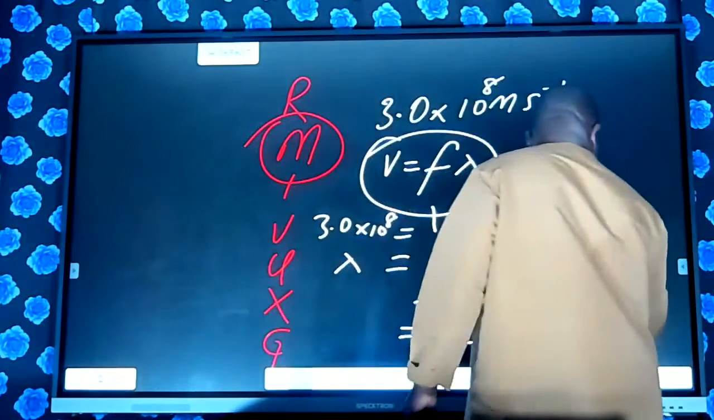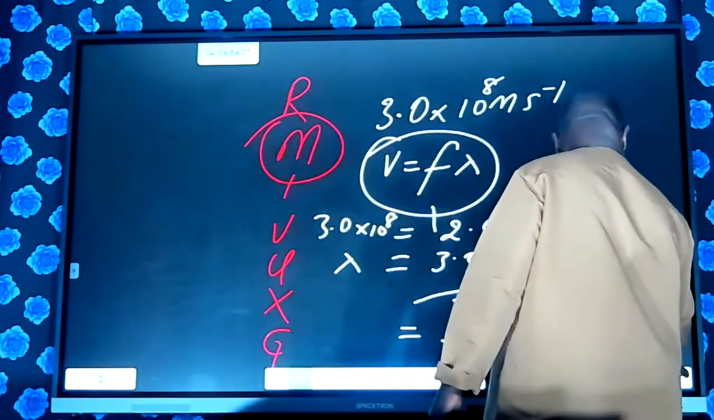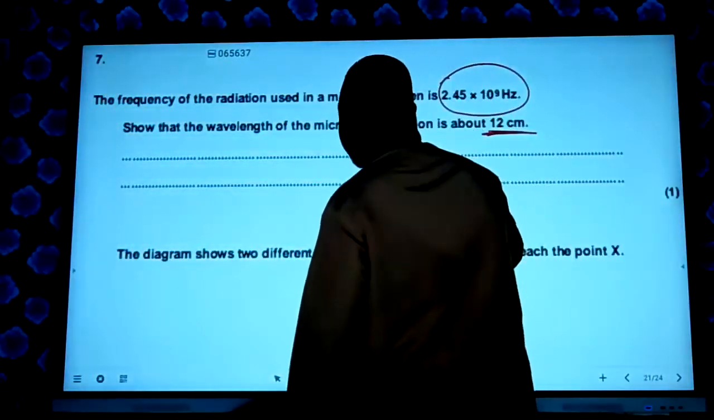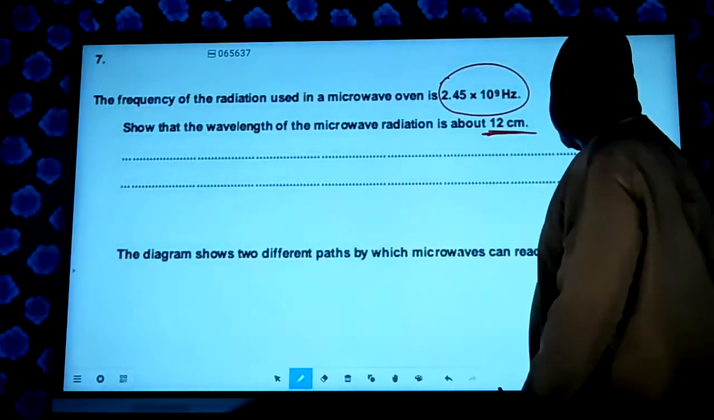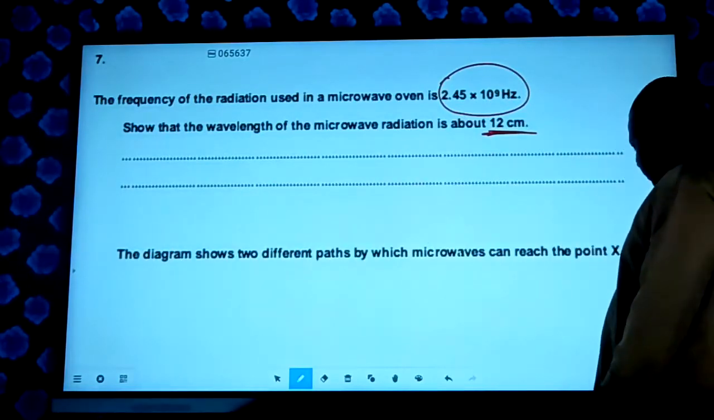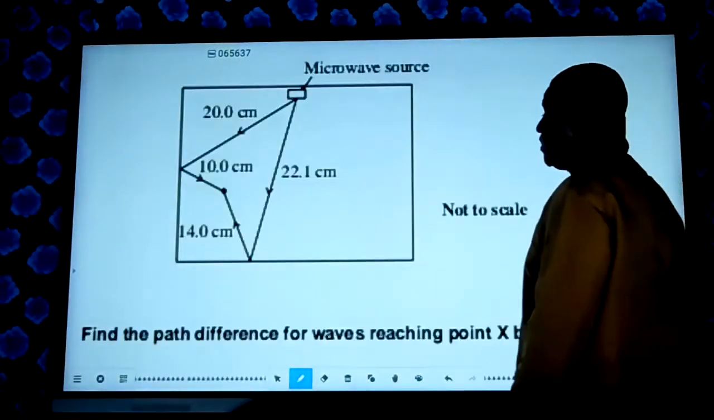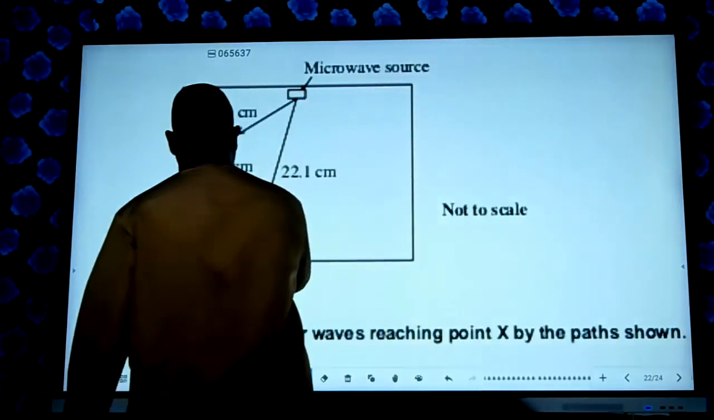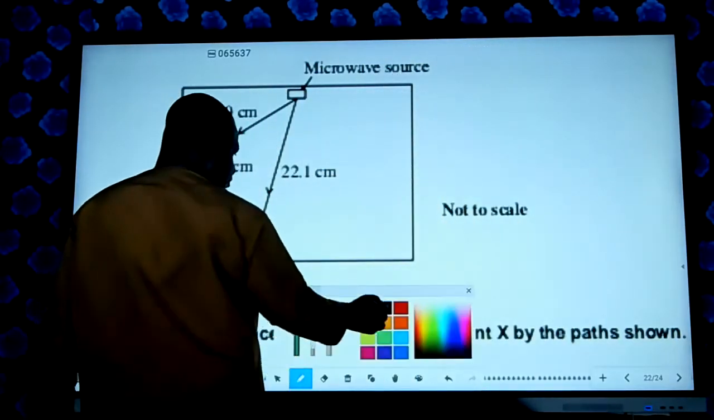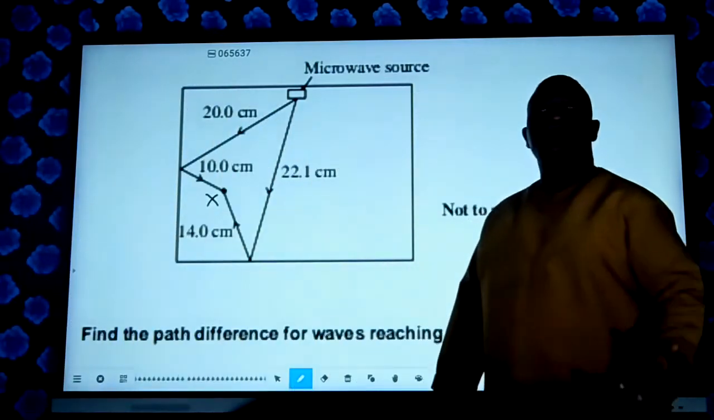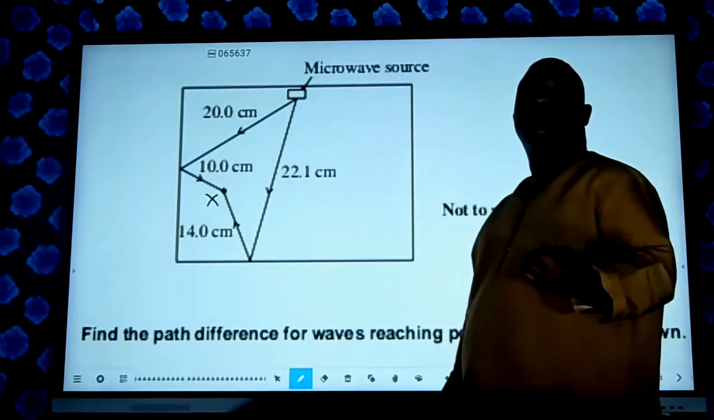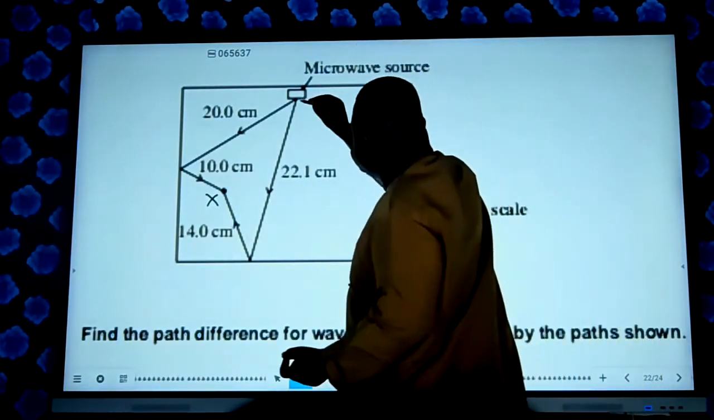And we have not finished the question. The question continues by saying, the diagram shows two different paths by which microwave can reach point X. Let's look at the diagram they are talking about. This is the diagram. This is point X. So the diagram shows two different ways by which the microwave can reach point X. One path is this.